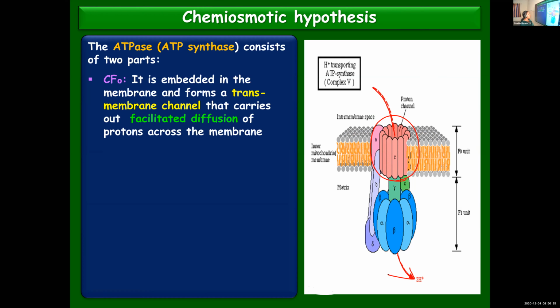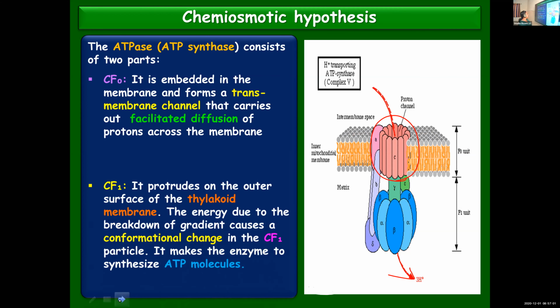This movement of protons is brought about by facilitated diffusion. Facilitated diffusion is a method of transport where energy is not utilized, and many times it takes place with the help of a carrier molecule. So by means of facilitated diffusion through this transmembrane channel of F0, protons start moving outwards, from the lumen into the stroma, breaking down the proton gradient.